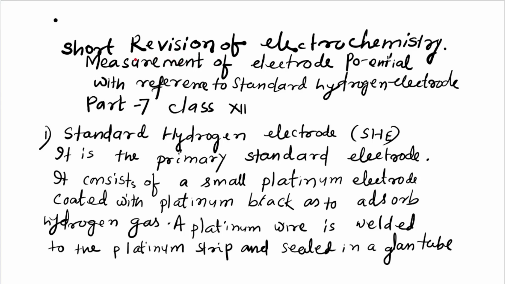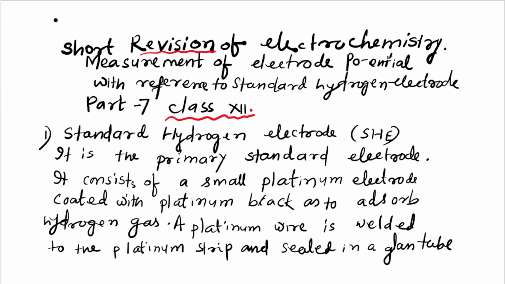Now this is the chapter, the short revision of electrochemistry, that is part 7. In part 7, I want to explain measurement of electrode potential with reference to the standard hydrogen electrode. Then, what is the standard hydrogen electrode? And this chapter is very important for class 12th.